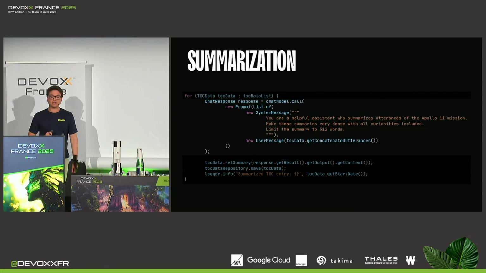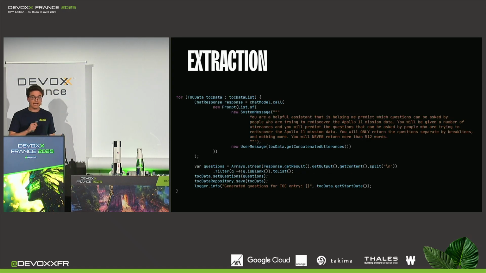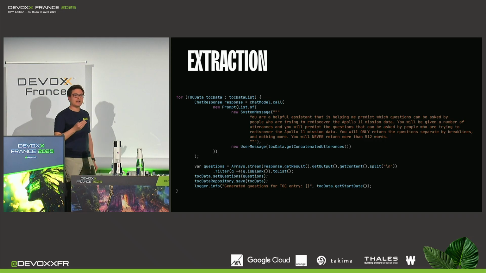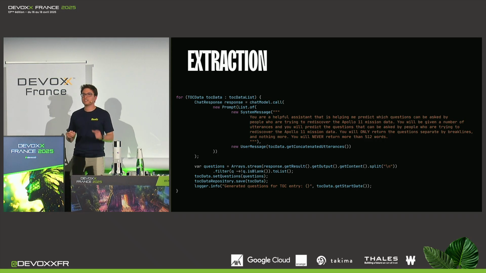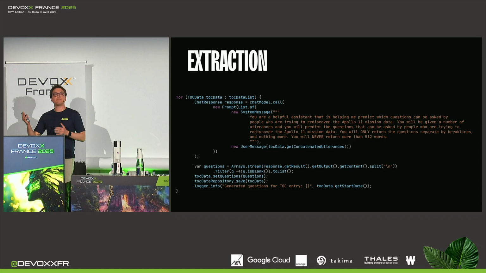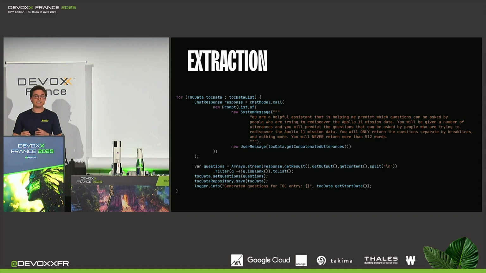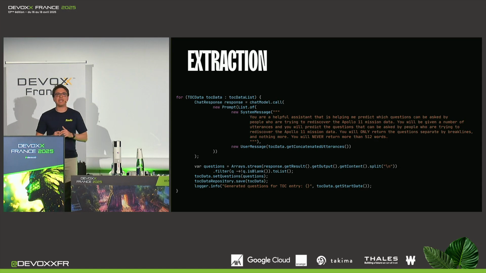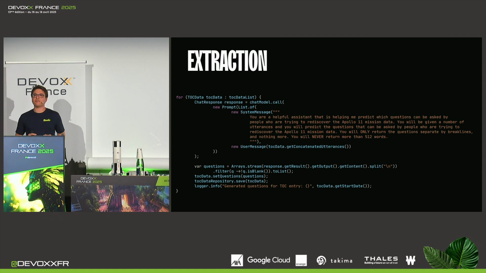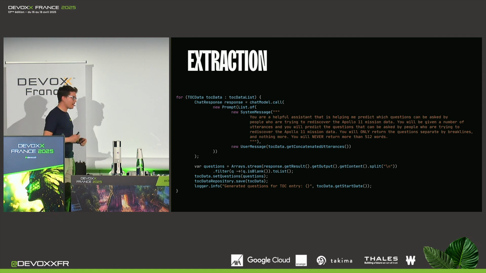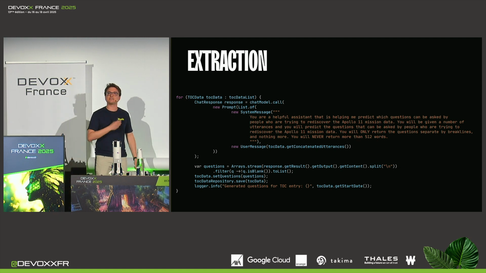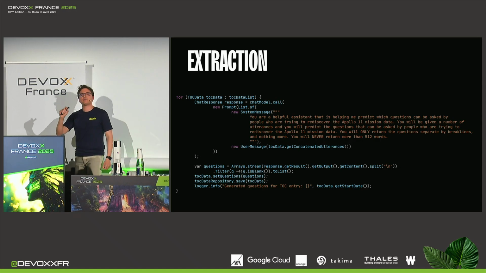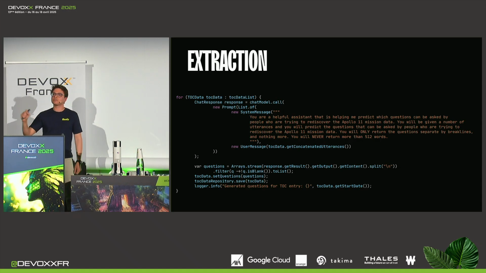Another technique that we're going to use today is called extraction, all right? In this case, we're not asking the LLM to come up with a summary, we're actually asking it to come up with new information that can be helpful for us. In this case, questions. I'm providing the utterances to the LLM and saying, hey, what questions can actually be answered by this data? So if they're talking, for example, about dumping waste in space, one of the questions that can be created by the LLM is, how did they go to the bathroom?